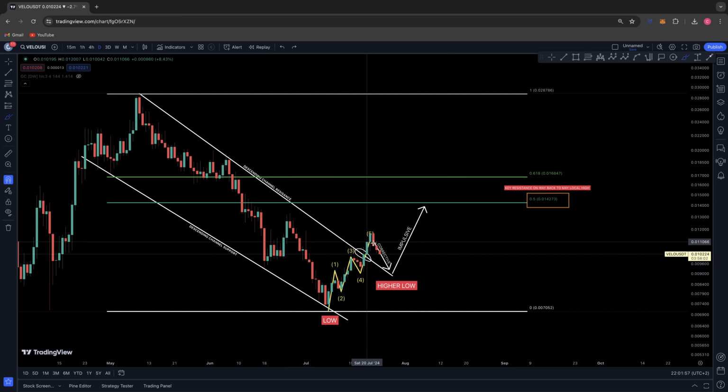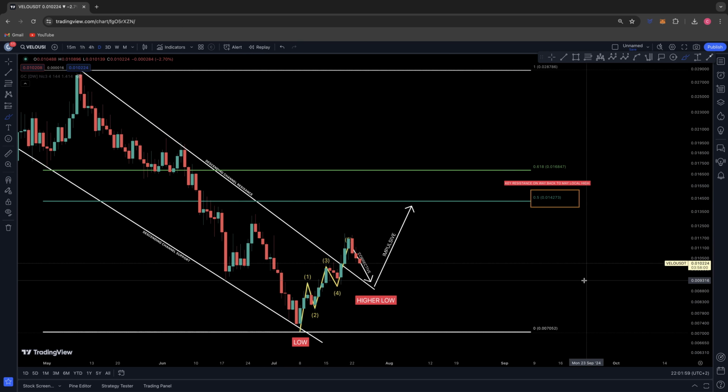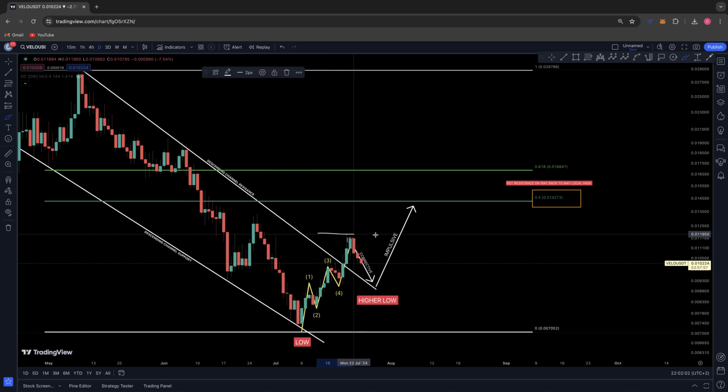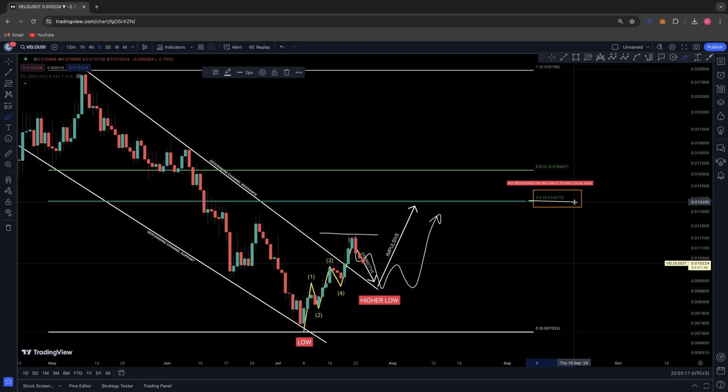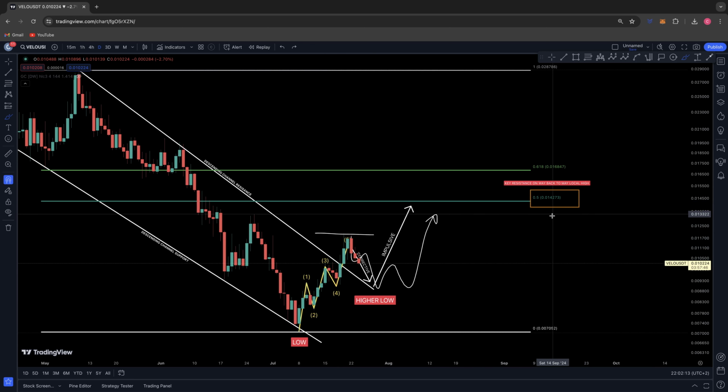Right now, if we zoom in very closely, I have some targets where we've run into a key level of resistance, and all we're doing is pulling back for our higher low before our next impulsive move. My next targets sit at 0.014 for VELO.